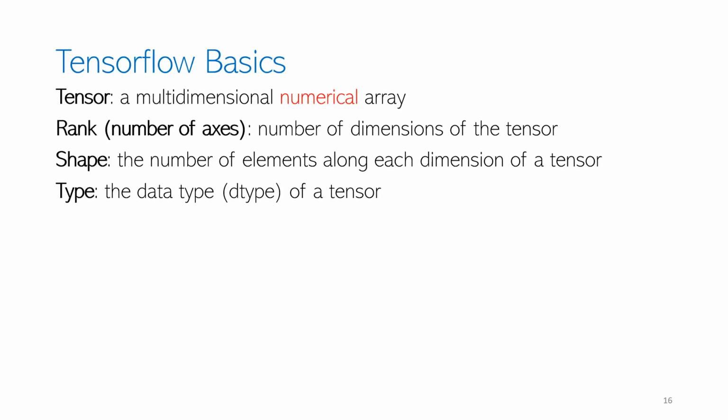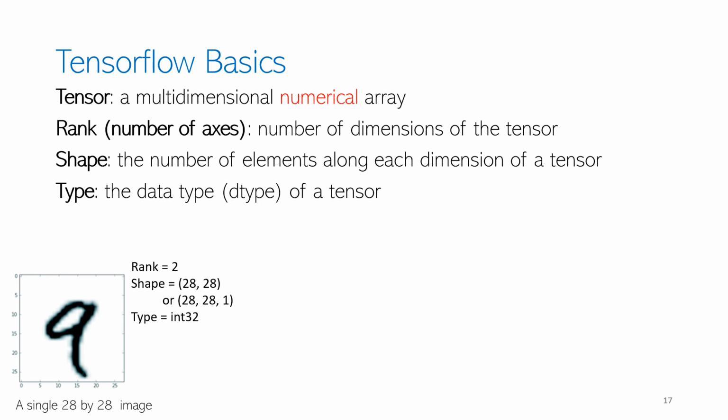The simplest unit of data in TensorFlow is called a tensor. A tensor is a multidimensional numerical array. Tensors can have different ranks, meaning that they can have a different number of axes or dimensions. The shape of a tensor is the number of elements along each dimension of the tensor. And the type of the tensor, called dtype, basically tells you what data type you have in each element. For example, this can be integers, floats, or even strings or characters.